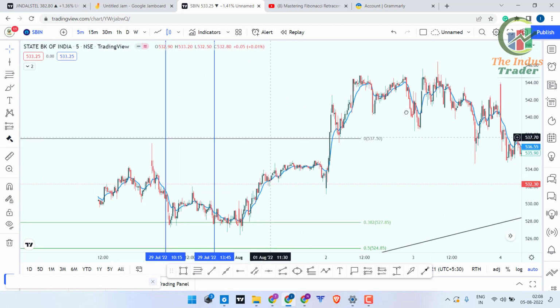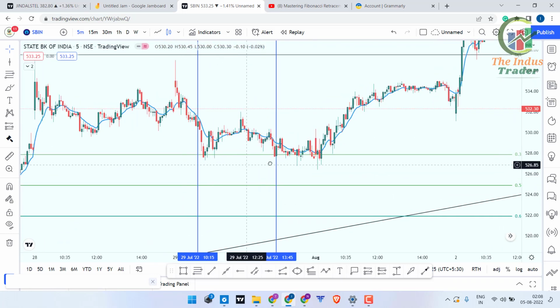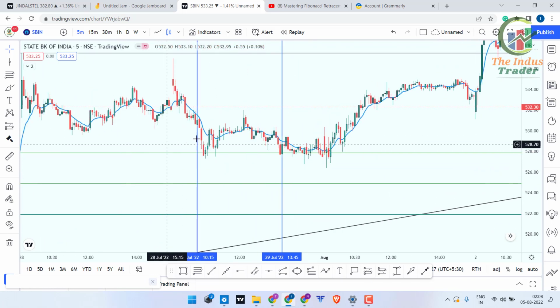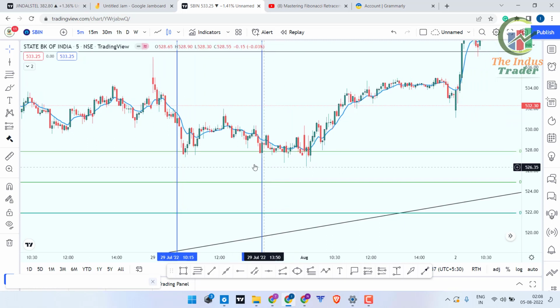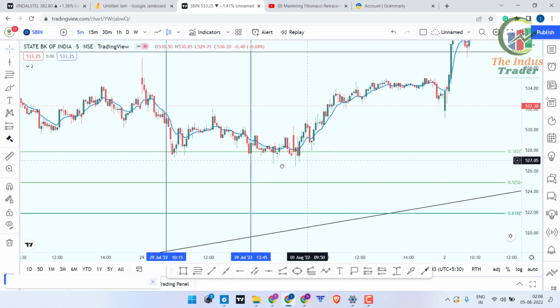And if you switch to the 5 minute time frame, you can see here it closed above here, and a candle closed below this level. You can see we got our stop loss hit, and again we got our stop loss hit, and again we got our stop loss hit.